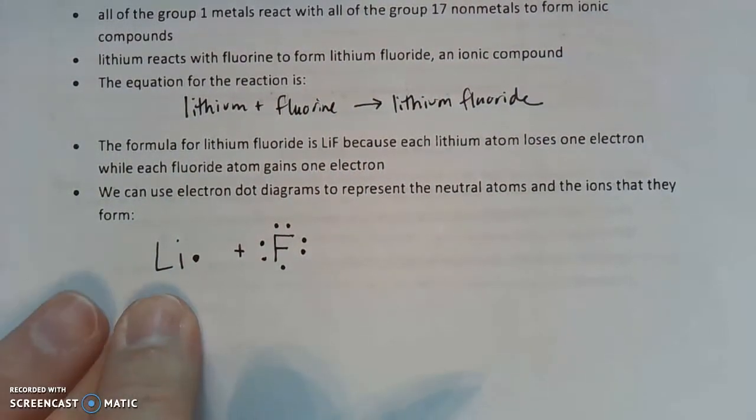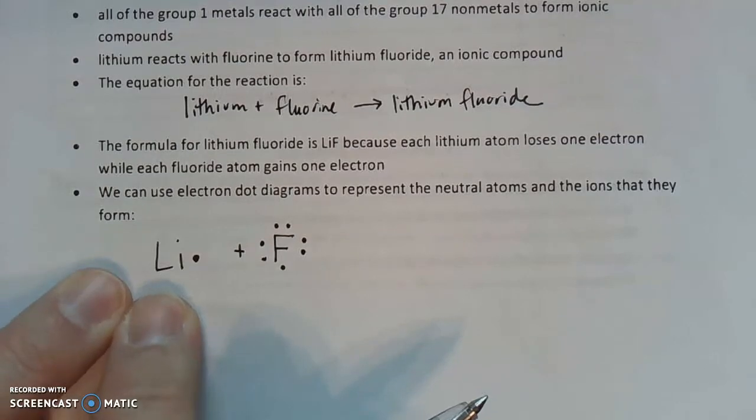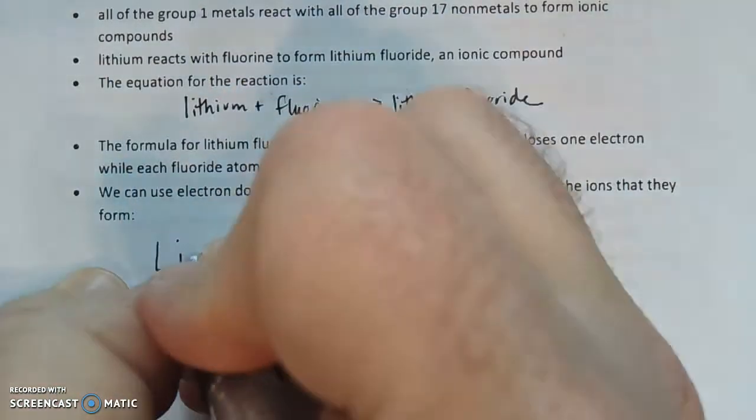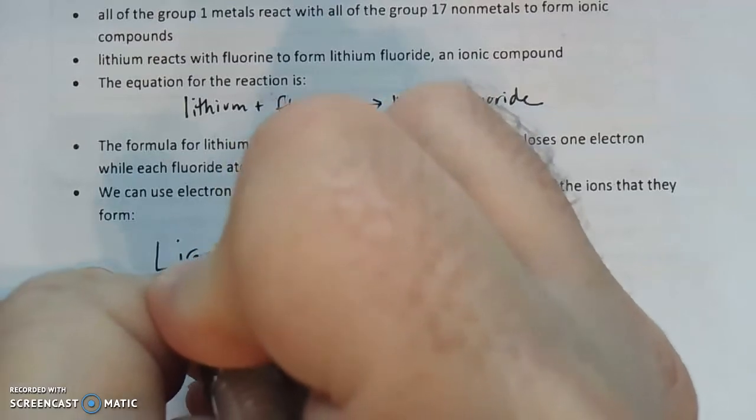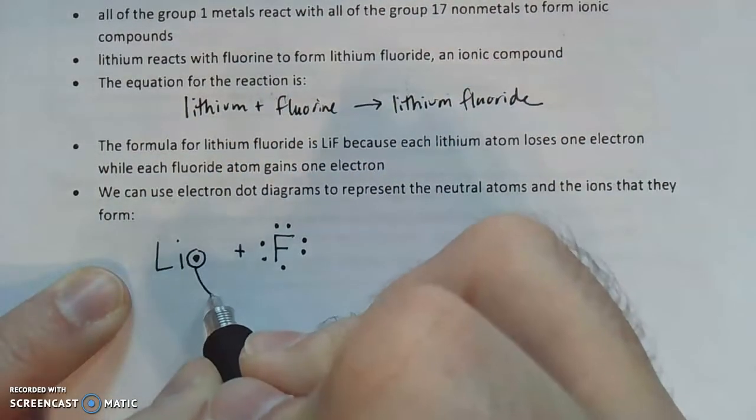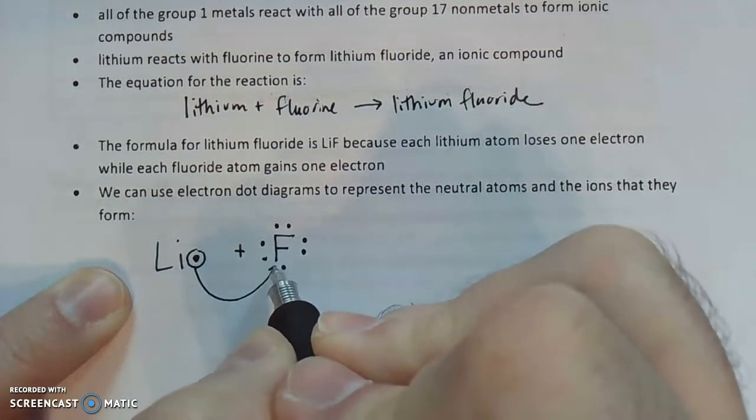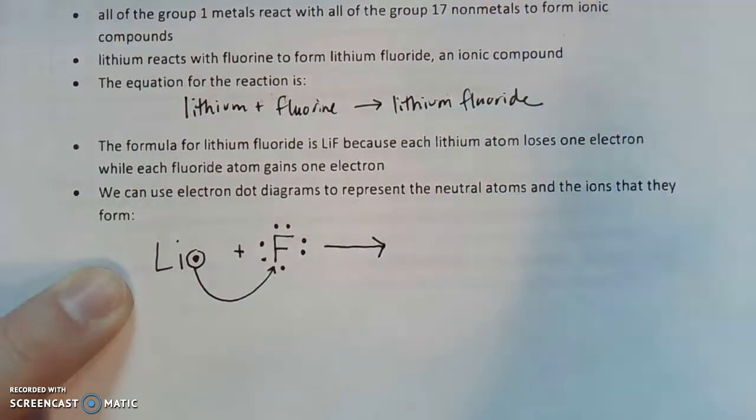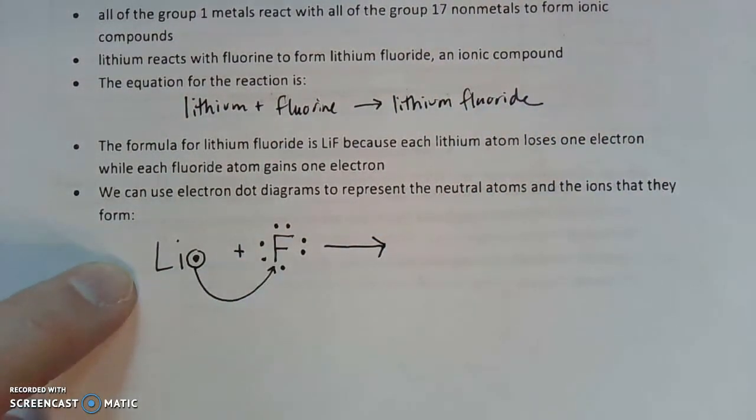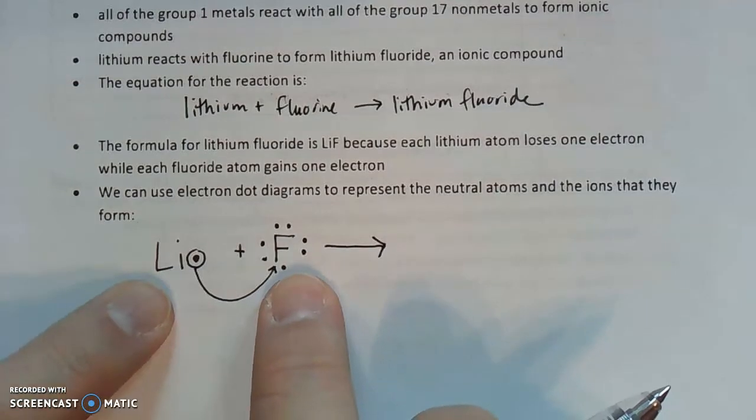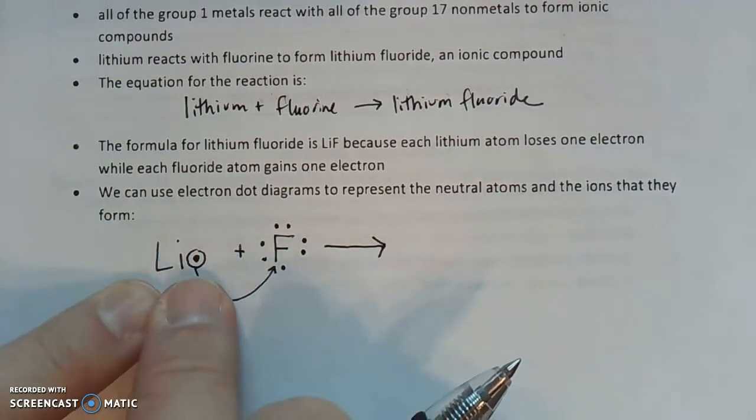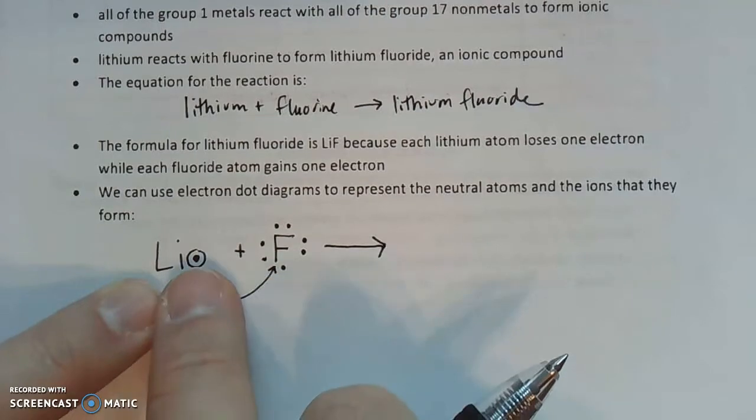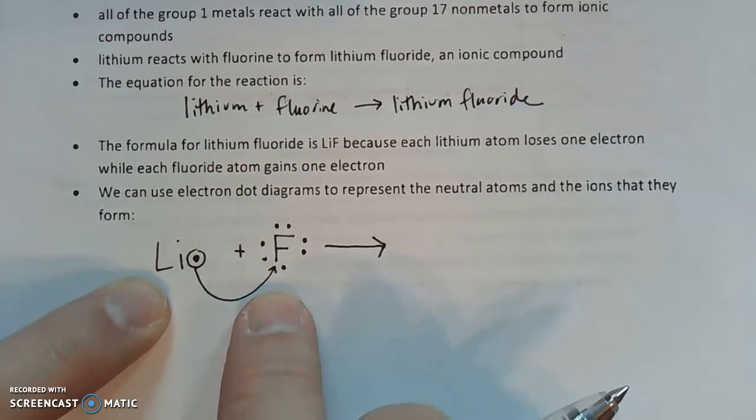So we know lithium wants to get rid of its dot, and fluorine needs one more dot. It wants to gain. So we're going to draw a circle around this electron, and we're going to show it going to the empty spot over here on fluorine. They're both going to be happy now because lithium really wants to get rid of that electron. Fluorine really wants to gain one, so it's a match made perfectly.